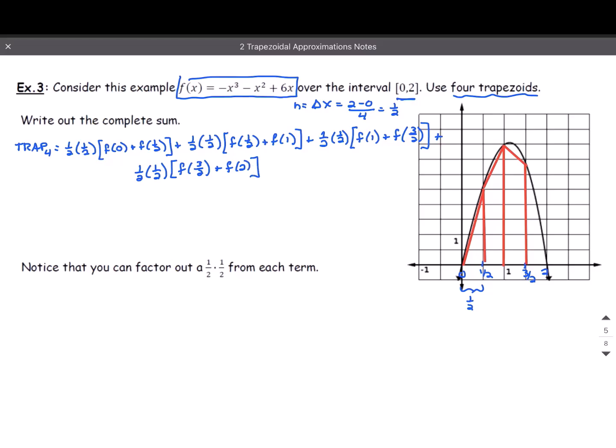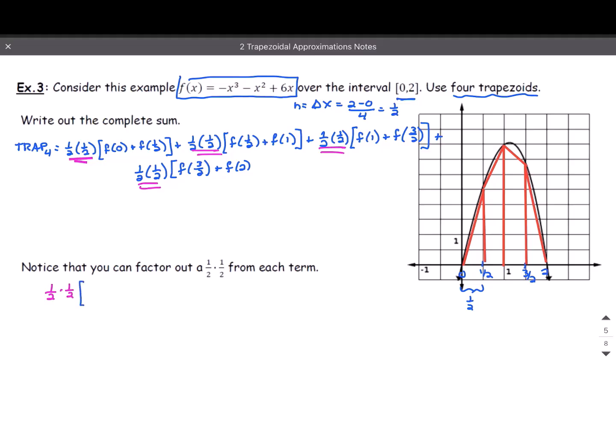Okay, and I'm going to use that. Oh, look, another triangle. How nice. Okay, now I want you to look at what we wrote. We have a 1/2 in each term, a 1/2 times a 1/2. So we can factor out 1/2 times 1/2.